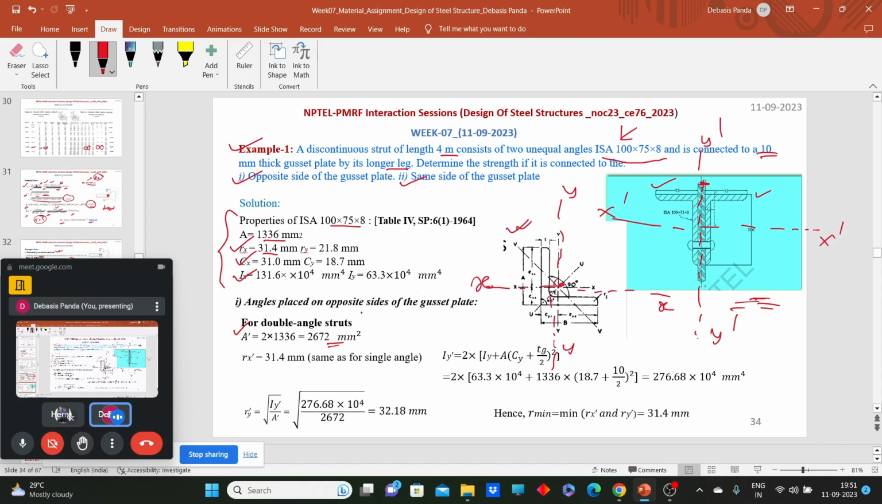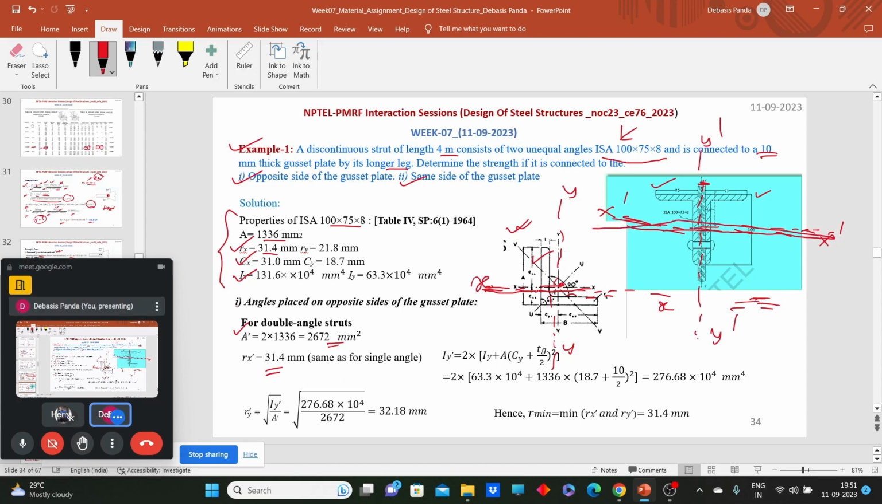Now Rx, what will be the XX value? Look at this: the XX axis is the same as my individual XX axis. There will be no change in this axis, so obviously there will be no change in the radius of gyration about this axis. What I mean to say is, for a single angle section, here lies the XX axis. When you place this angle section here, the axis about this remains the same.